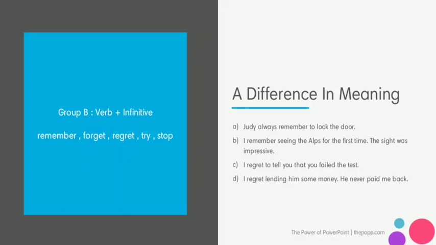Okay, next, I regret to tell you that you failed the test. I regret lending him some money. He never paid me back. Regret plus infinitive means regret to say, to tell someone, to inform someone of some bad news, as in example C. Regret plus gerund means regret something that happened in the past, as in example D.